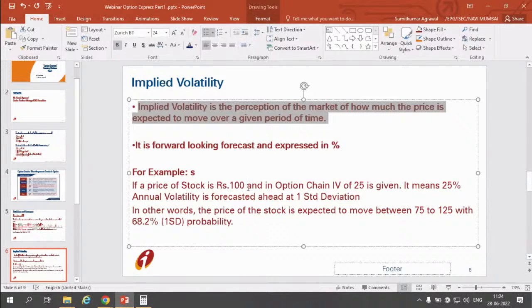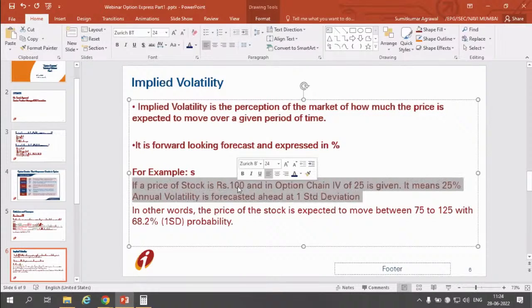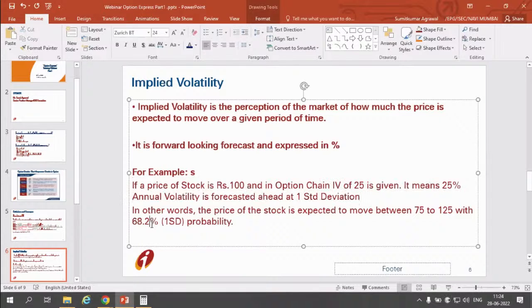if the price of a stock is 100 rupees, in the next 1 year it is expected to move 19 rupees up or down, and that too with a probability of 1 standard deviation, which is nothing but 68.2% probability. So if the price of a stock is 100 rupees and the option chain IV, in our case 19, is given, it means that 19% annual volatility is forecasted ahead at 1 standard deviation. In other words, the price of the stock will move 19 rupees plus or minus from 100 rupees, right? So that is how it is calculated.